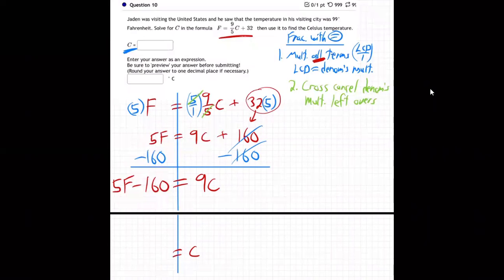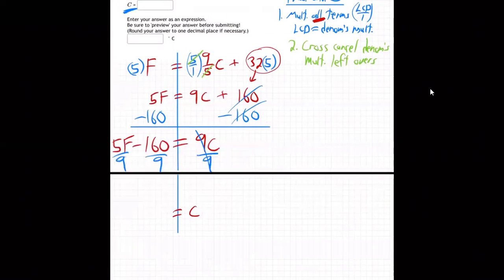What are we going to do next? We're trying to get C alone. C is saying, I want to be alone. So we've got to get rid of that 9. That 9 is right next to the C, which means it's multiplied. So the opposite is divide. Remember, when you divide, you've got to divide all 3 of them, like that. Divide all 3. These cancel. Okay. And what do we get? This is going to be 5F over 9 minus 160 over 9. Just like that. There it is. We got C alone.